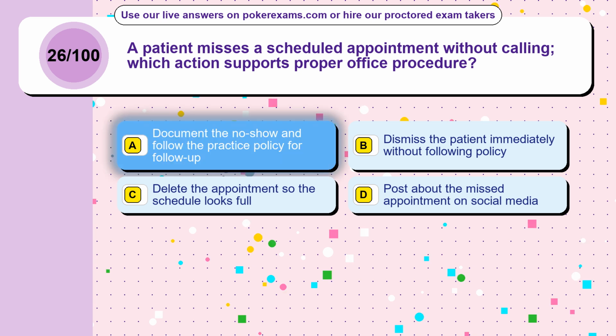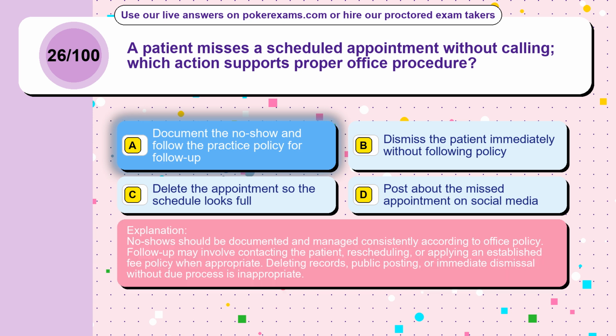The correct answer is option A. Document the no-show and follow the practice policy for follow-up. No-shows should be documented and managed consistently according to office policy. Follow-up may involve contacting the patient, rescheduling, or applying an established fee policy when appropriate. Deleting records, public posting, or immediate dismissal without due process is inappropriate.